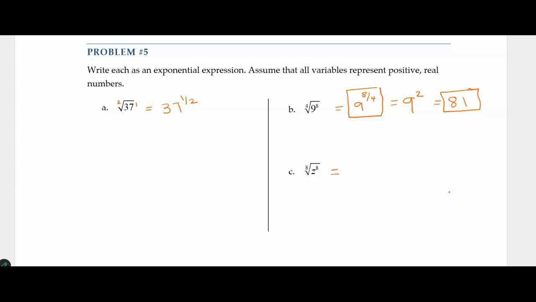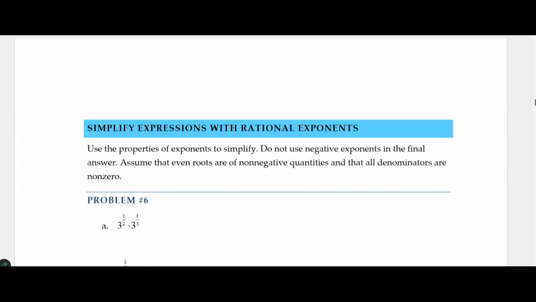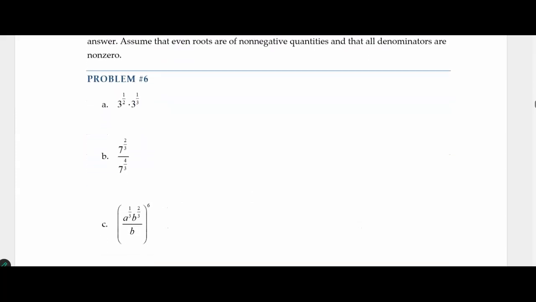And then this one, if we have the 8th root of z to the 8th power, I've got z to the 8/8 power. And then if it wants me to simplify, 8/8 is 1. So I have z to the 1st, or just z. So again, sometimes that's all it's going to ask you to do, just change it from one form to the other.